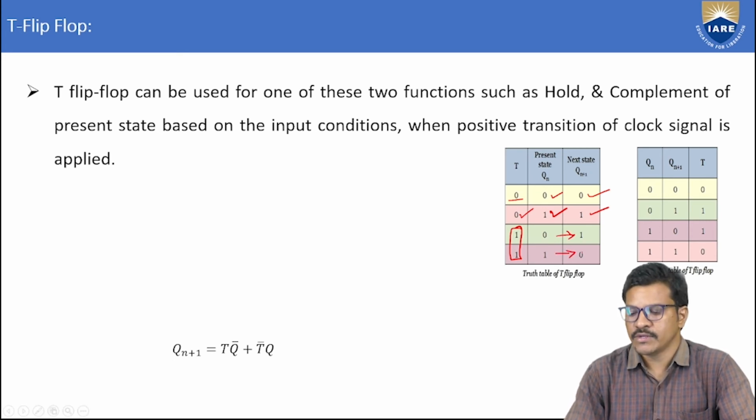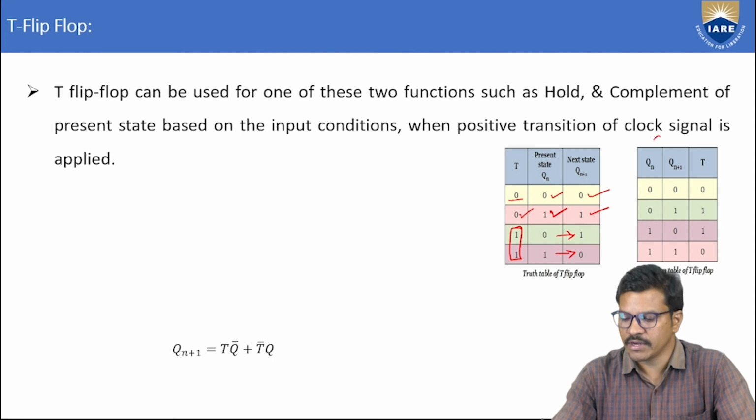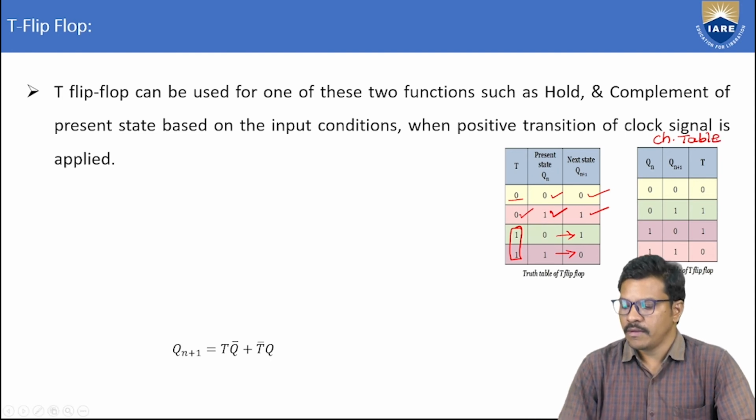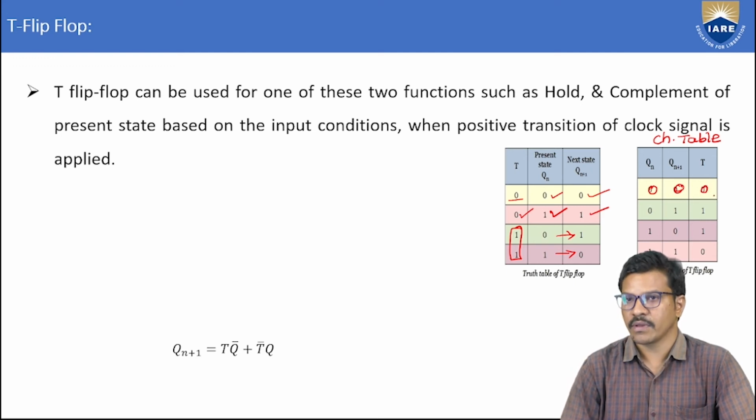If you see the characteristic table: when T is 0, present state is 0, next state is 0. When T is 1, if present state is 0, next state is 1. When T is 1, present state is 1, next state is 0. When T is 0, present state is 1, next state is also 1.